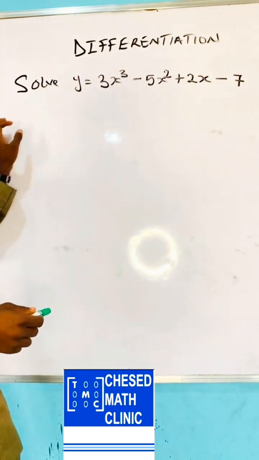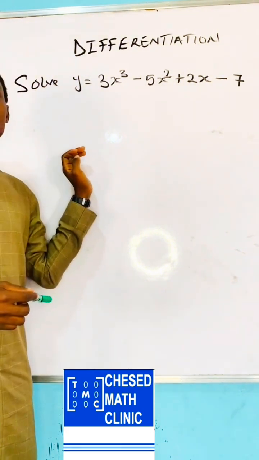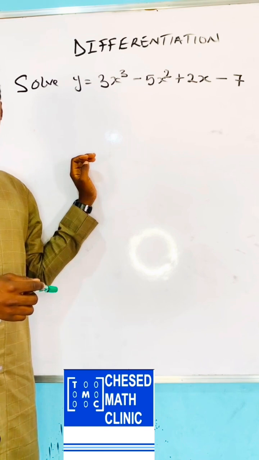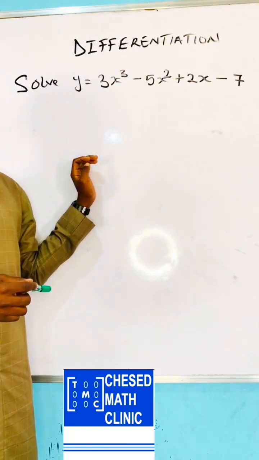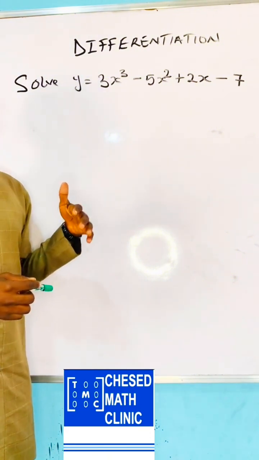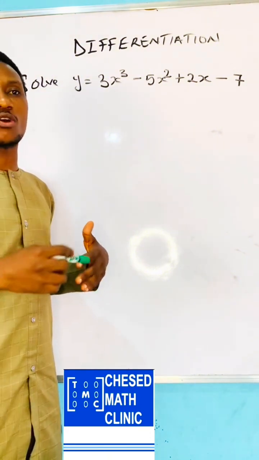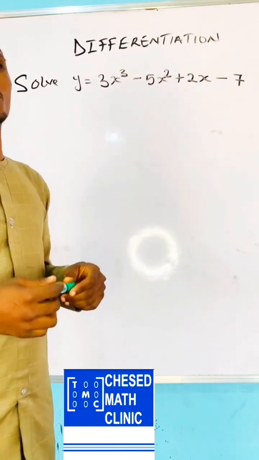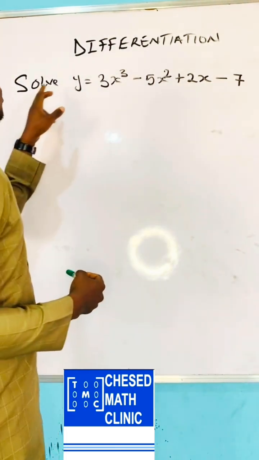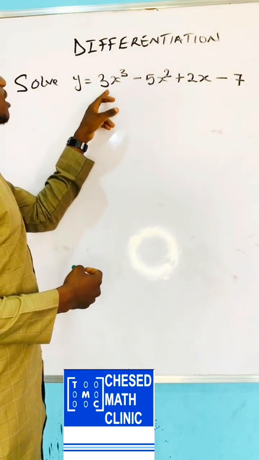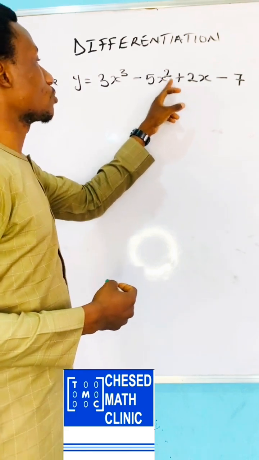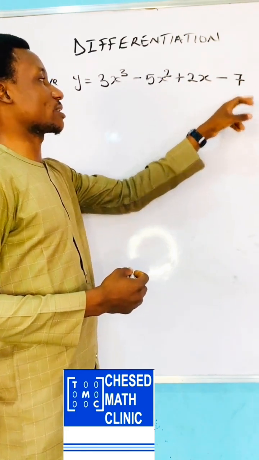Now, differentiation happens to be one of the topics that gives students, professionals and those in business mathematics a little bit of difficulty in terms of having the knowledge of differentiation. Don't forget, when we talk about differentiation, it's a topic under calculus that deals with continuous functions, that is, we differentiate continuously. The question says: solve y equals 3x to the power of 3 minus 5x to the power of 2 plus 2x minus 7.